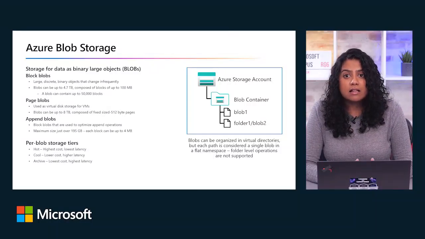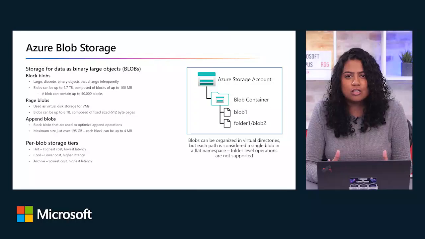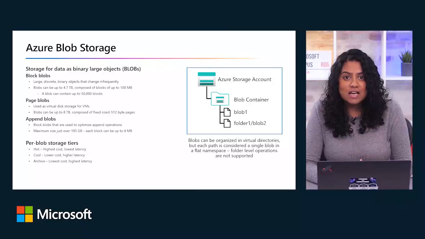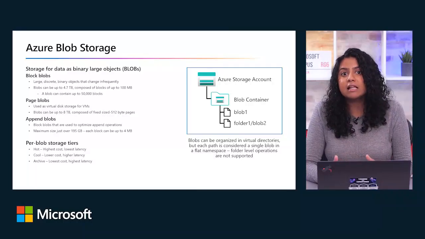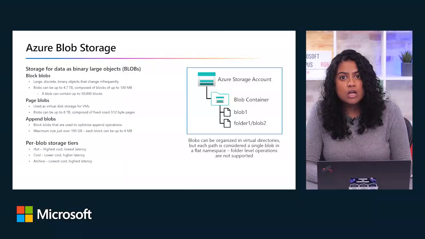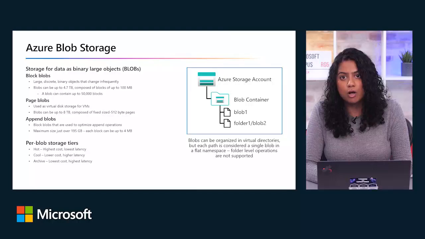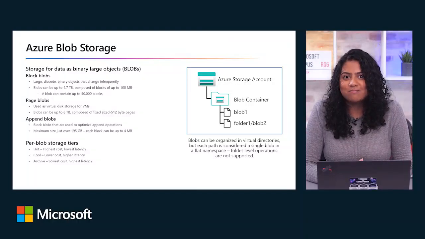And if you're anything like me, as soon as you hear about these tiers, you're probably thinking, wouldn't it be great if this could just be automated? Don't worry. You can set up lifecycle management policies to automatically move your blobs from hot to cool and eventually to archive as they age. You can even automate the cleanup process by deleting outdated blobs. Pretty sweet, right?